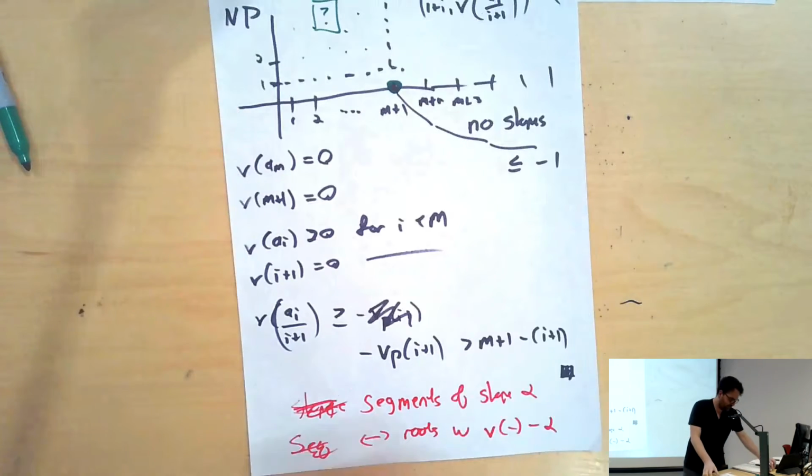So I hope that's clear. And then the length of the segment corresponds to the number of roots.